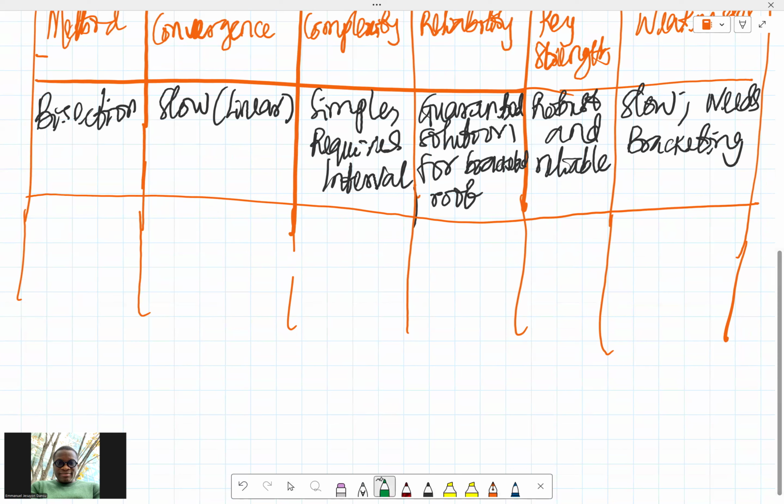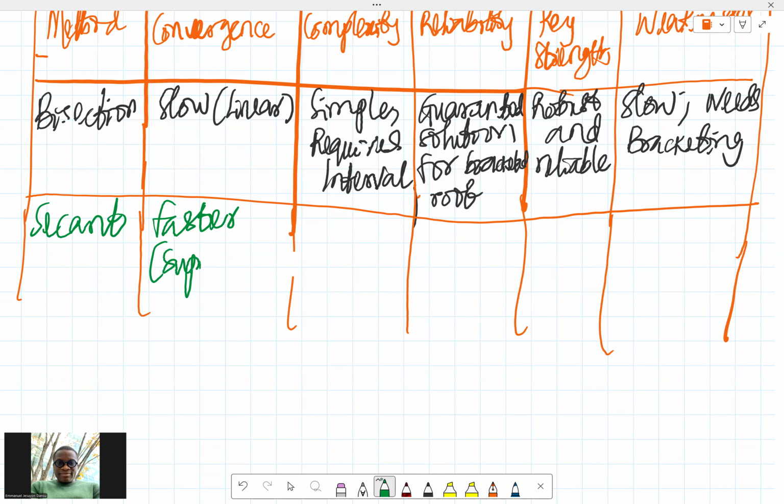So let's talk about the secant method. What is the convergence like? It converges faster. We are going to look at the codes again and see the number of iterations in which they converge. It is not linear, it is superlinear, and superlinear is faster than linear.